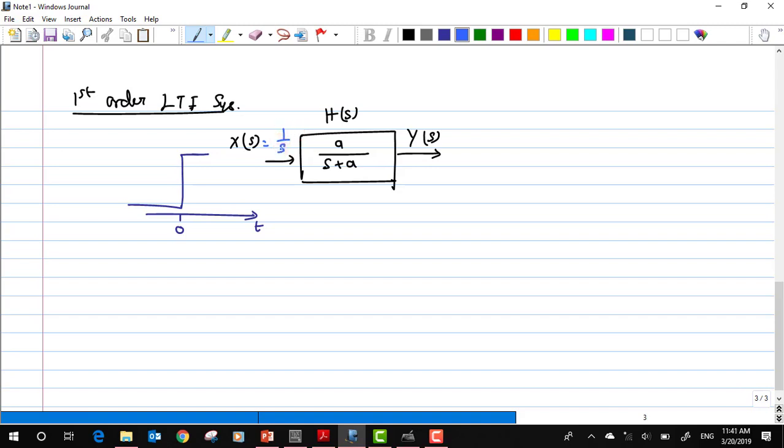Now I just want to evaluate Y(s), so what do you do in order to evaluate that? Just multiply. The basic formula is that you multiply X(s) with H(s), and you end up with a divided by s into (s plus a). Before I derive y of t, which is the output in terms of time, I also want to talk about the poles, how exactly they land in my s plane.